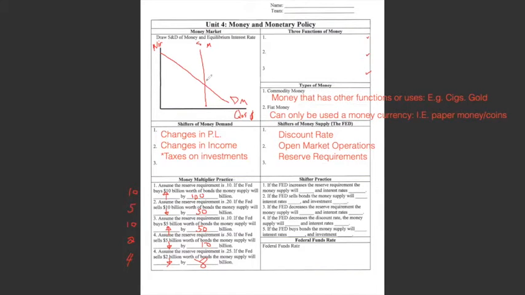So they increase the reserve requirements. They shift it this way, right? Supply of money decreases. Okay, supply of money will go down. What happens to interest rate? We can see interest rate goes up.